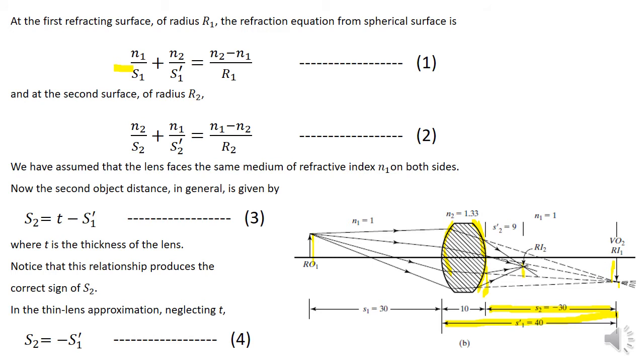So this distance, as you can see, is related to the second object distance as s2 equals t minus s1 prime, because s1 prime equals t plus s2. This is given by equation number 3, and t is the thickness of the lens. Notice that this relationship produces the correct sign of s2. So in the thin lens approximation, if we neglect the thickness of the lens, equation 3 becomes s2 equals minus s1 prime.